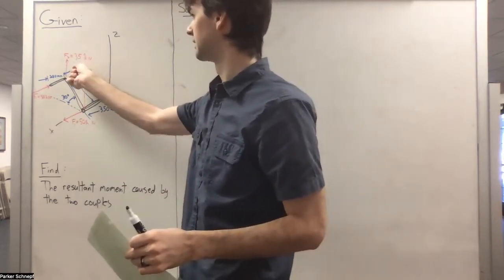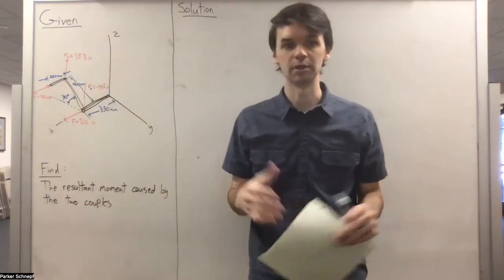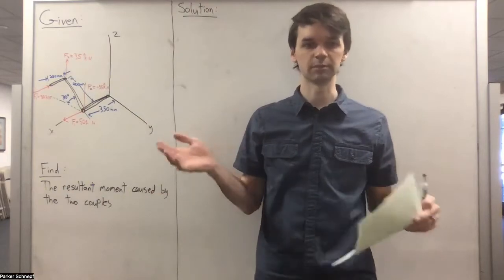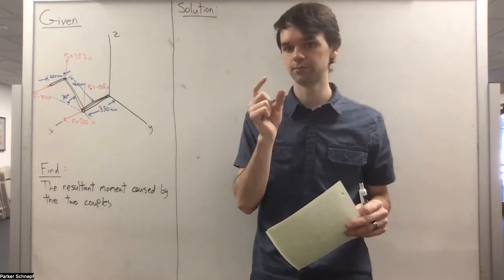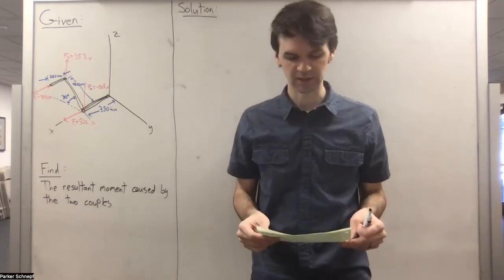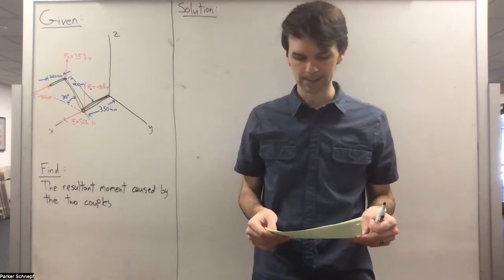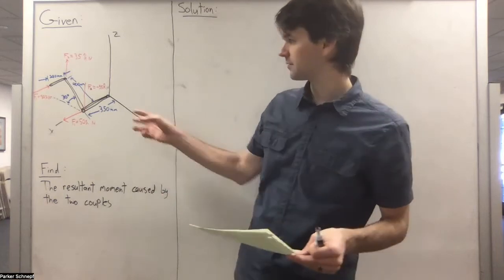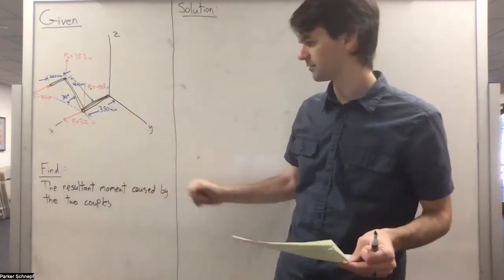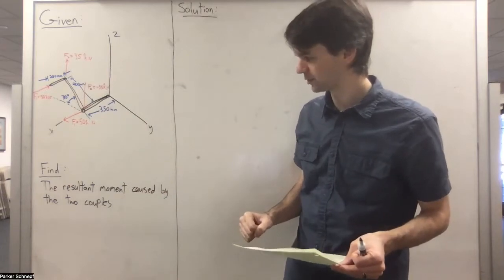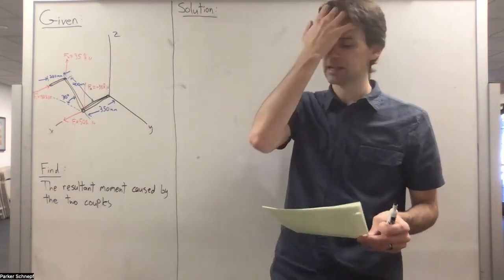It's just a pure moment. It's a moment that can be applied anywhere. It's not position dependent, is what I'm trying to say. So in this problem, we have these two couple moments, and what we're trying to find is the resultant moment caused by the two couples.